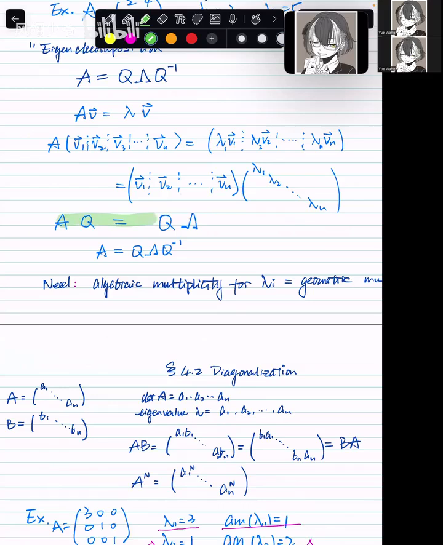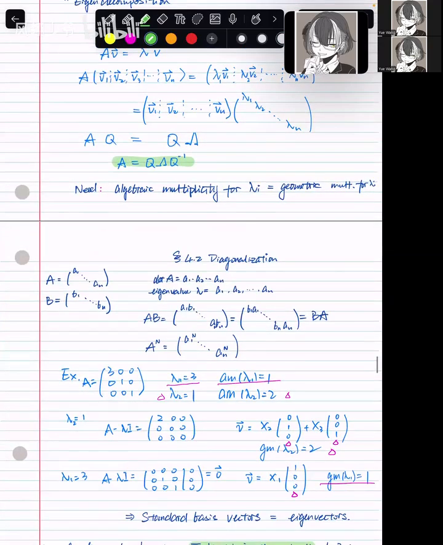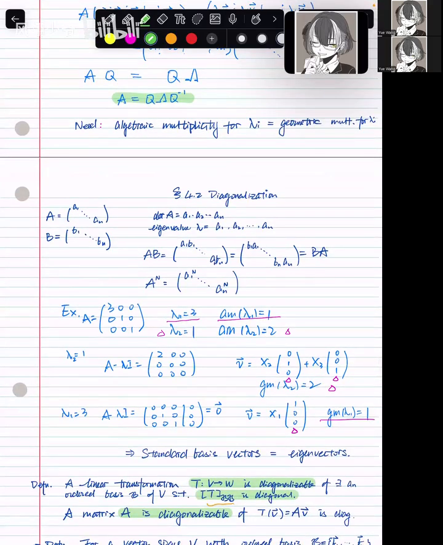All right, so then let's multiply Q inverse on both sides on the right. We get A equals Q times lambda times Q inverse, and that's called eigendecomposition. And matrix A can only be written like this if and only if the algebraic multiplicity of lambda i is equal to the geometric multiplicity, for the same lambda i.